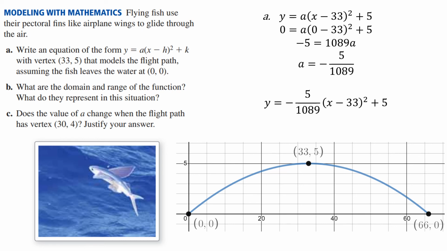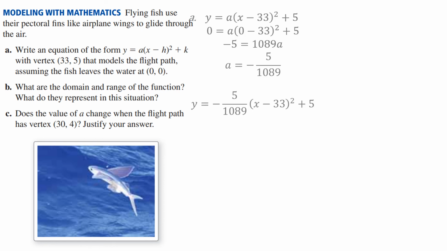Part B is asking us to talk about the domain and range in terms of the function. Well, what we're going to say for x values is that it's going to range from 0 to 66. The parabola could go infinitely, but that's not the context of the problem. You could think of someone trying to take a picture of this fish when it gets out of the water. It doesn't make sense to go underwater, so from 0 to 66. And likewise, the range or the y values, we're going to go from a low of 0 up to a height of 5.